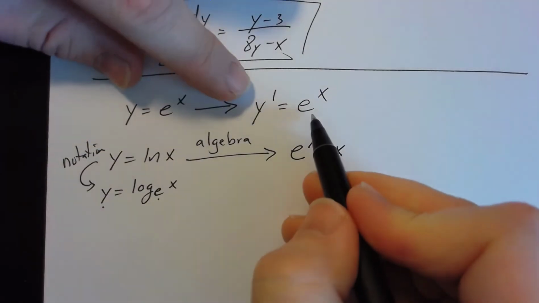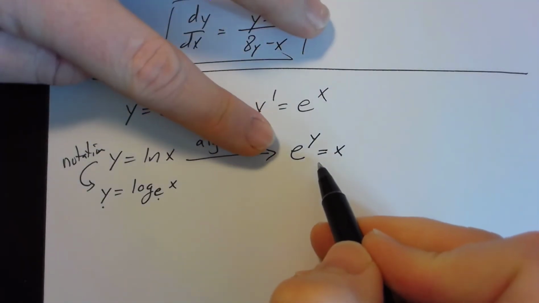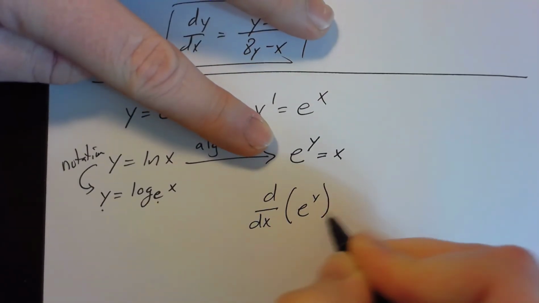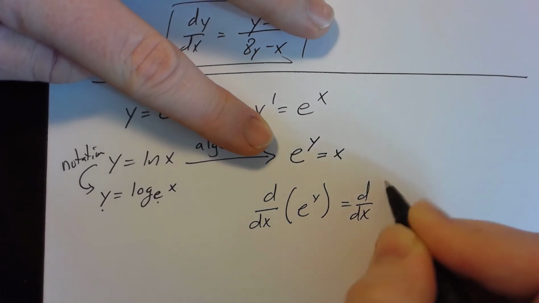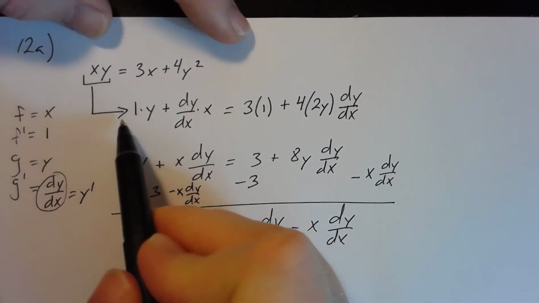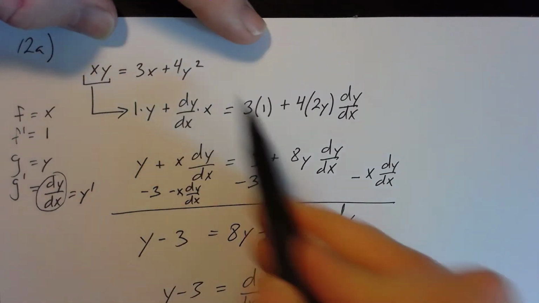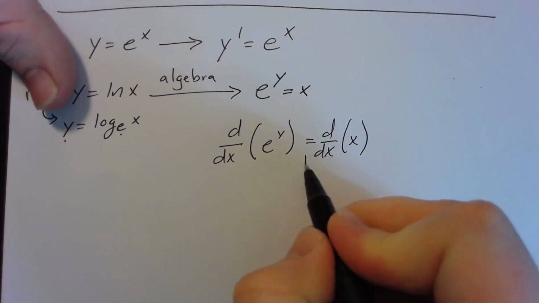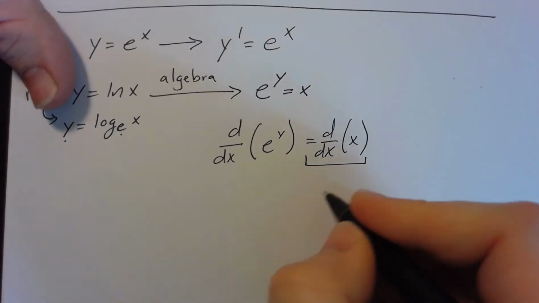So now I can use this rule up here to find the derivative of this thing. I'm going to utilize the appropriate notation to take the derivative of both sides of this function, d dx on both sides. Just like I did up here, I took the derivative of xy and got this. So, in this step right here, I'm going to do the easy part first. d dx of x is 1.